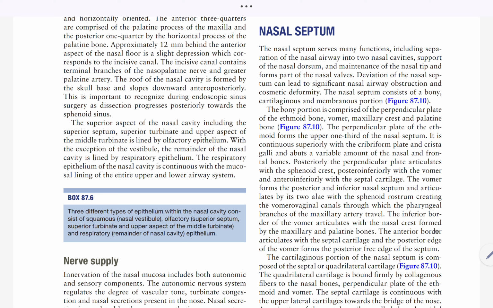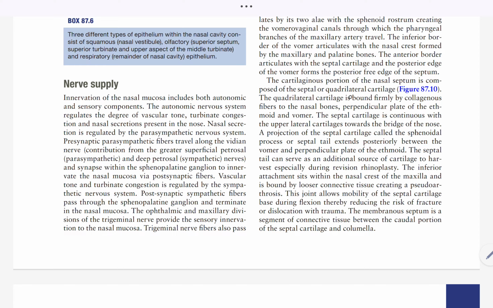The cartilaginous portion of the nasal septum is composed of the septal or quadrilateral cartilage. The quadrilateral cartilage is bound firmly by collagenous fibers to the nasal bones, perpendicular plate of the ethmoid, and vomer. The septal cartilage is continuous with the upper lateral cartilages towards the bridge of the nose. A projection of the septal cartilage called the sphenoid process and septal tail extends posteriorly between the vomer and perpendicular plate of the ethmoid.